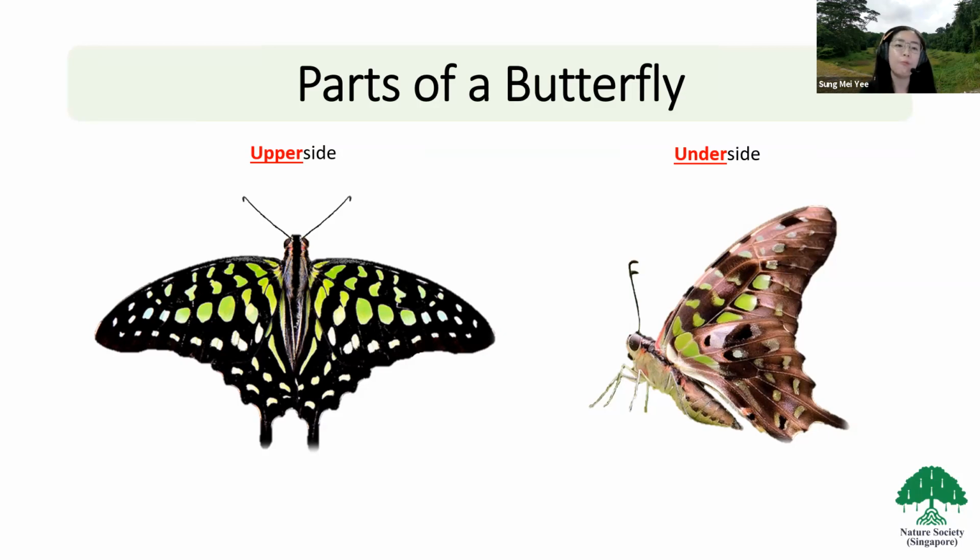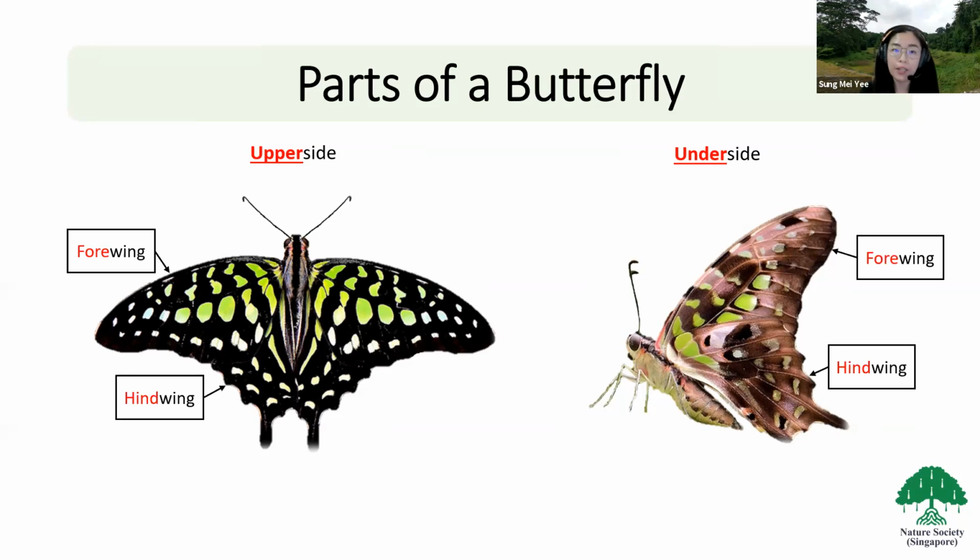Okay. And we all know butterflies are insects. Insects have two pairs of wings. Okay, the first pair of wings, which is nearer to the head, we call the forewings. And then they have the second pair of wings, which is further away from the head, we call the hind wings. So once again, it is important to know the difference to tell them apart, because the forewings and the hind wings can have different colors, they can have different patterns.